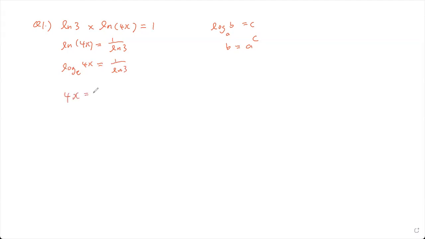Right, so 4x is e to the power of 1 over ln 3. And x, right, is equal to, let's divide both sides by 4. We get 1/4 e to the power of 1 over ln 3. Okay, so I'm not going to evaluate this, right? So you can do so using your calculator. All right, let's move on to the next question.